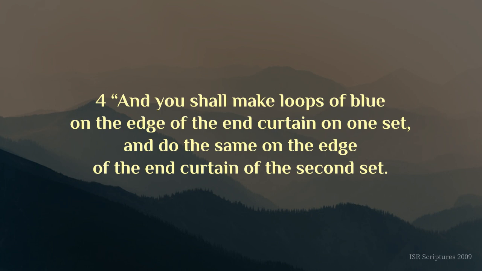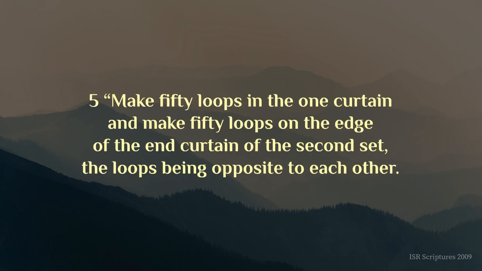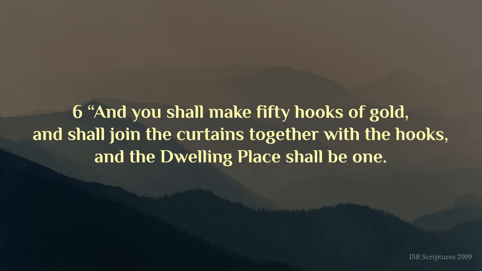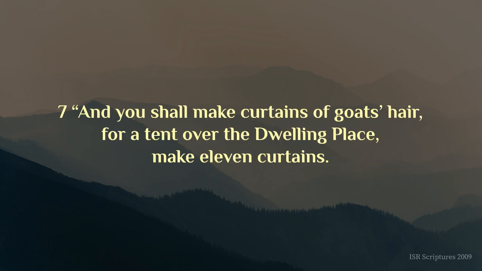And you shall make loops of blue on the edge of the end curtain on one set, and do the same on the edge of the end curtain of the second set. Make 50 loops in the one curtain, and make 50 loops on the edge of the end curtain of the second set, the loops being opposite to each other. And you shall make 50 hooks of gold, and shall join the curtains together with the hooks, and the dwelling place shall be one. And you shall make curtains of goat's hair.